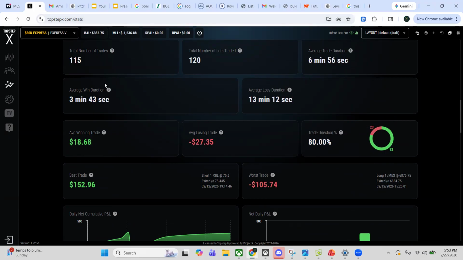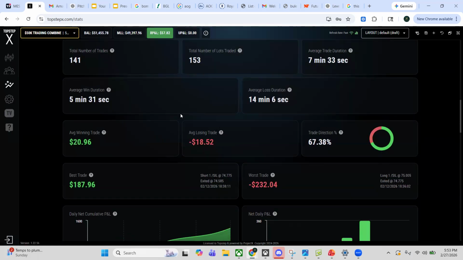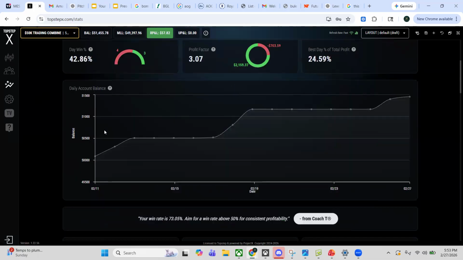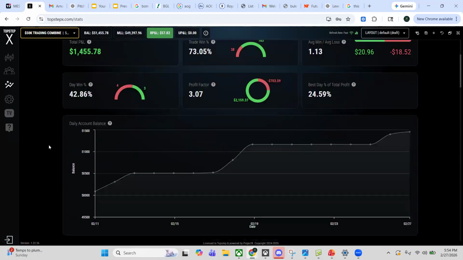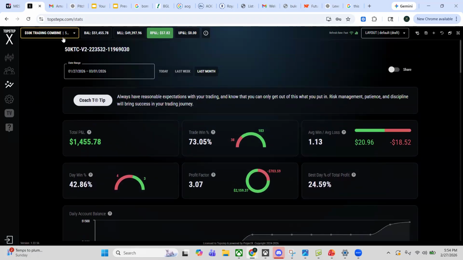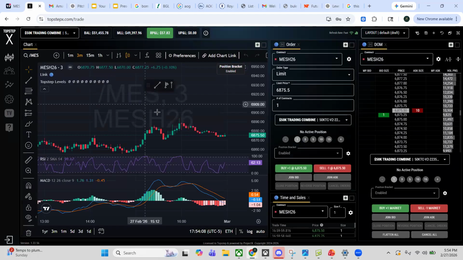And I'll actually show you what I'm talking about here. We'll go to the combine. I don't really want to mess around with the Express accounts. If I take a small loss, kind of showing you what I mean, here on my combine, it won't hurt as bad. So back in the combine, we'll go to trading.